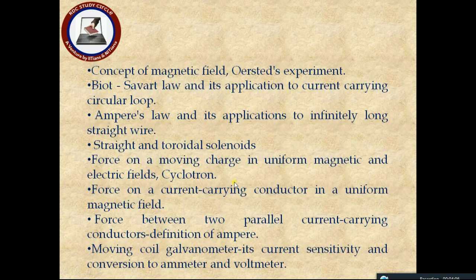In that, a student will learn about the concept of magnetic field, Oersted's experiment, Biot-Savart law and its application to a current carrying circular loop, Ampere's law and its application to an infinitely long straight wire, straight and toroidal solenoids, force on a moving charge in uniform magnetic and electric fields, cyclotron, force on a current carrying conductor in a uniform magnetic field, force between two parallel current carrying conductors and the definition of ampere, moving coil instruments and their conversion to ammeter and voltmeters.